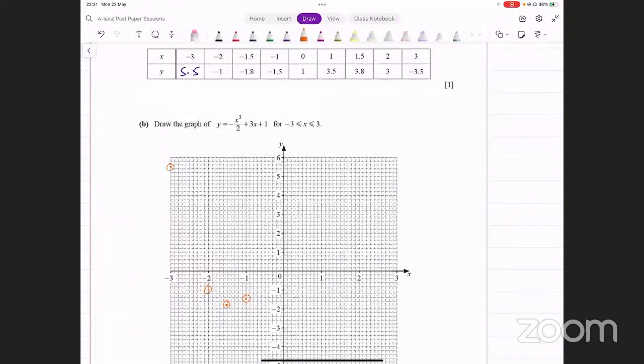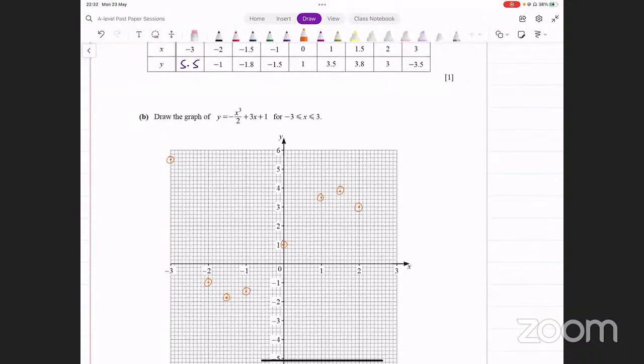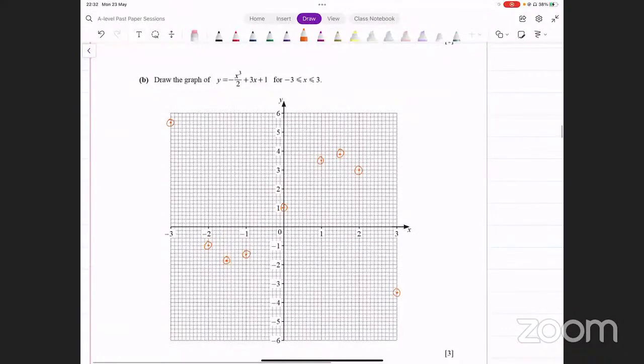0 and 1, that's right here. 1 and 3.5, that comes here. 1.5 and 3.8. 1.5 and 3.8, that should be somewhere here. 2 and 3. And finally, we've got 3 and minus 3.5. That is going to be below the x-axis. That's right here. Okay, so if all the points are plotted correctly, you at least get 1 mark for that.